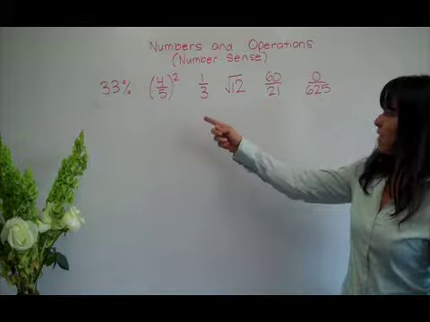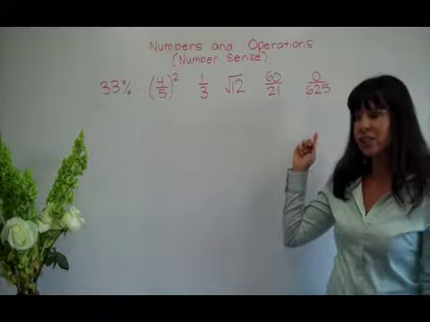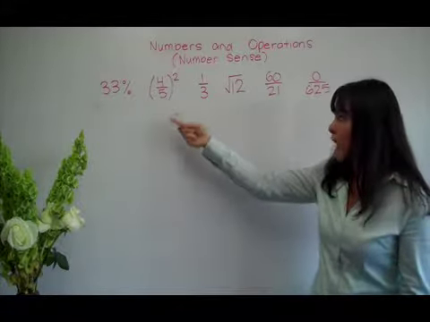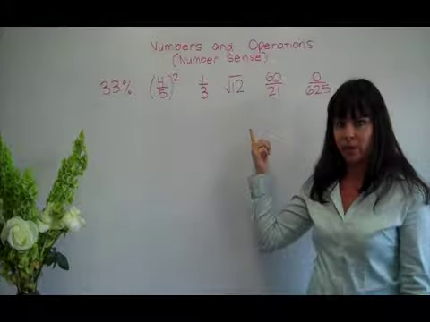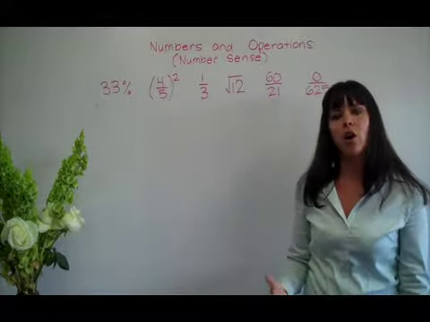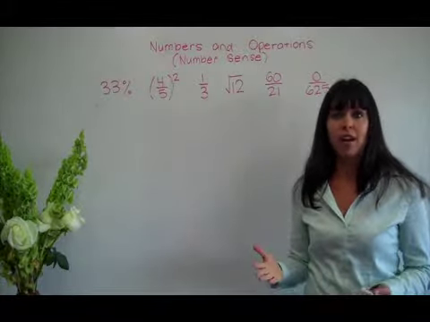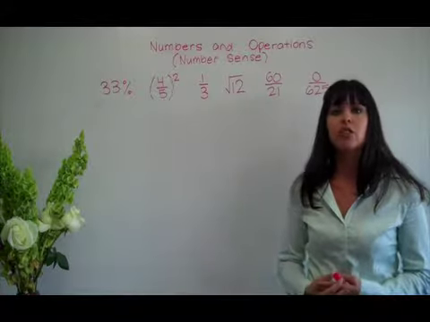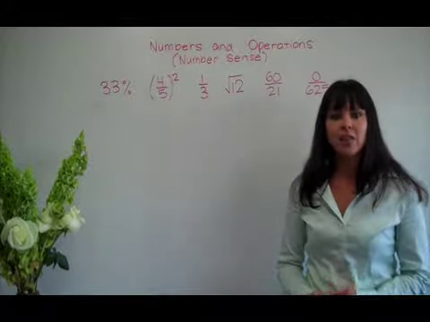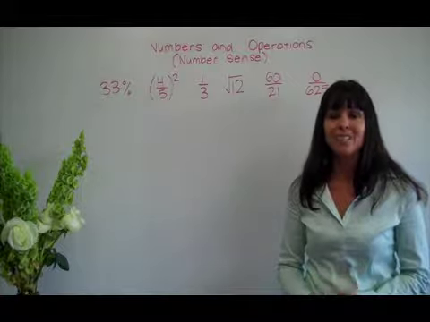So on the board behind me, you'll see 6 different numbers. You see we have percents, fractions, exponents, even square roots. It's important to be able to know what order these are in and compare them to each other. So take the next 2 minutes, put these numbers in order from least to greatest.